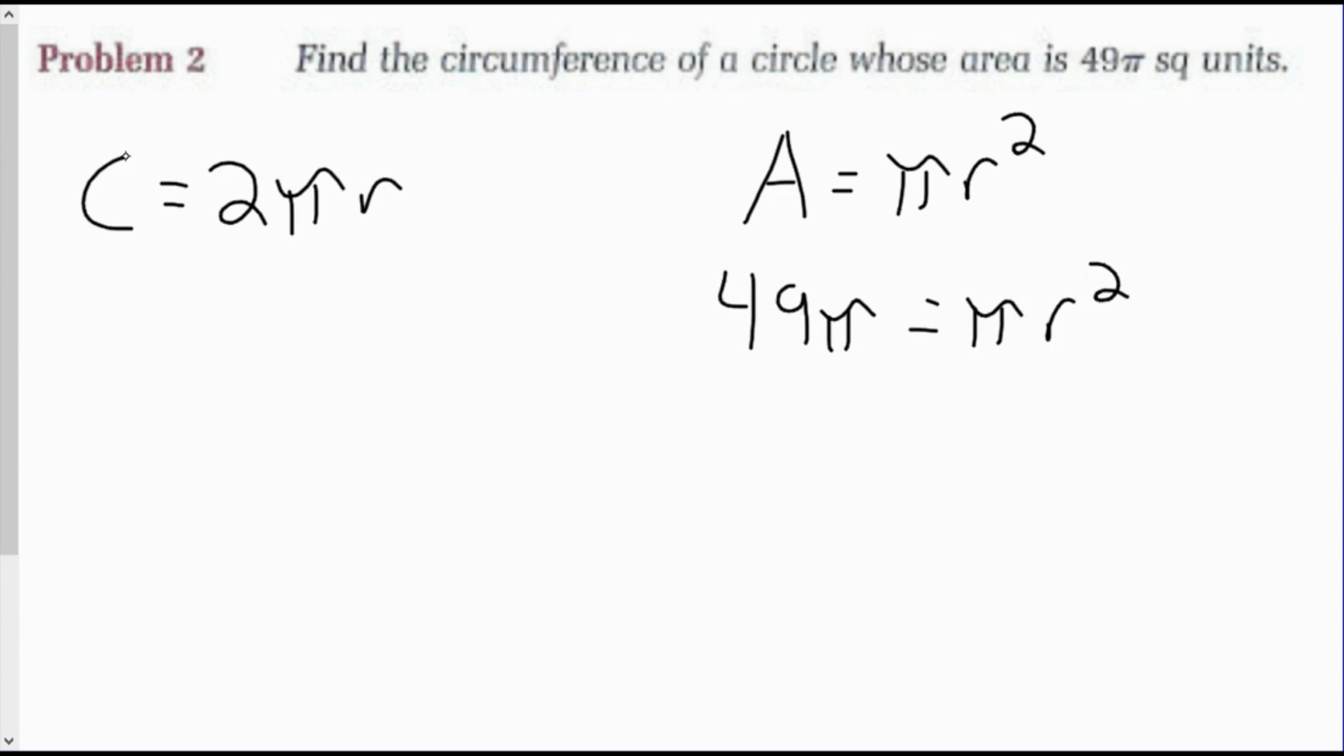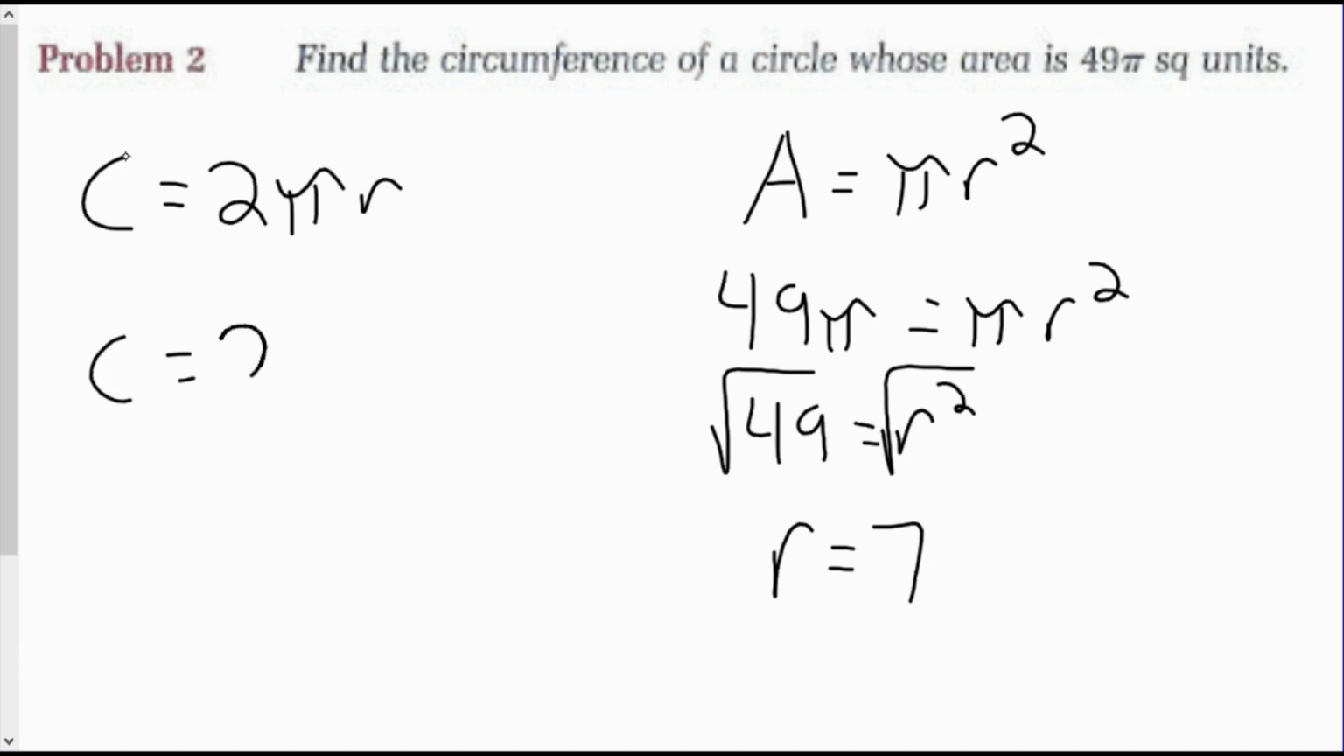If I divide by pi, my pi's will simplify to 1. So I'll have 49 is equal to r squared. To get rid of my exponent of 2, I'll square root. So r will equal 7. So my radius is 7 units. Plugging that into my formula for circumference, c will equal 2 pi times 7, which will be 14 pi. So my circumference is 14 pi units.